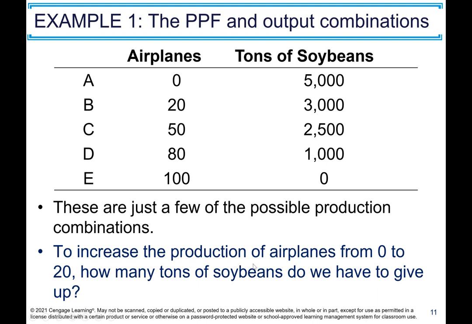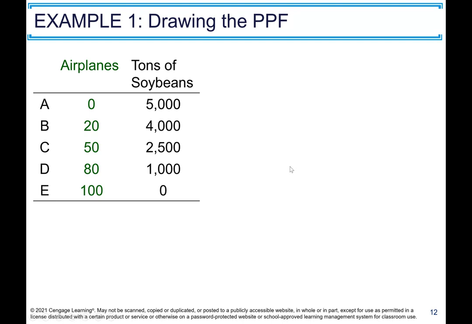To increase the production of airplanes from 0 to 20, how many tons of soybeans do we have to give up? As you can see, when you move from A to B, you're moving from 0 to 20, you're getting 20 planes, but you're losing 2,000 soybeans. That is the opportunity cost. Let's plot this information on a graph, drawing the production possibilities frontier.